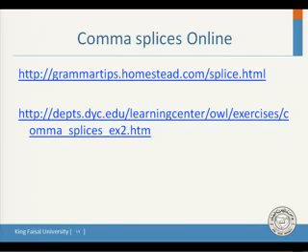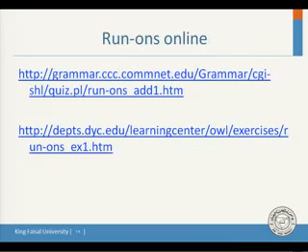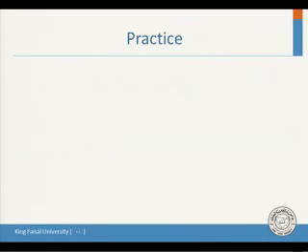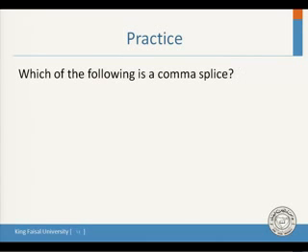Here we have two web pages. You can refer to them to learn about comma splices. And we have also two web pages to study more about run-ons. Let's look at these questions now to practice what we studied today.